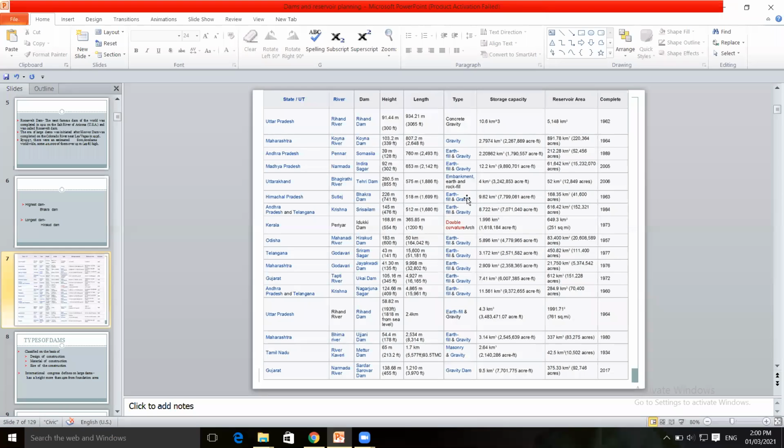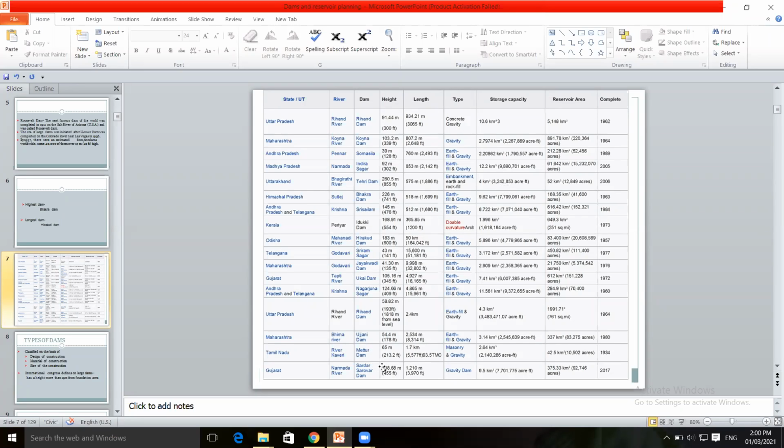It is a gravity dam, a composite dam, a combination of earth fill and gravity. Masonry and concrete are also used. Clay, silt and earth fill is also done. Therefore, it is called an earth fill and gravity dam. This is one of the multi-purpose reservoirs, Bhakra Dam, located in Himachal Pradesh, having storage capacity 9.62 kilometer cube.